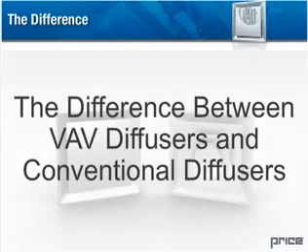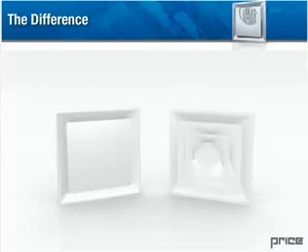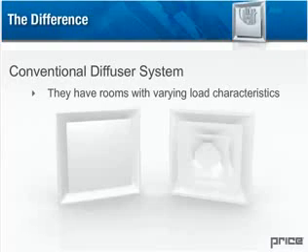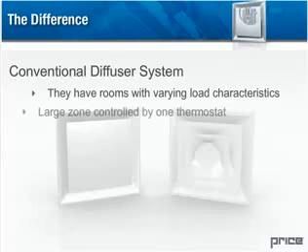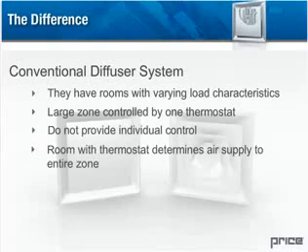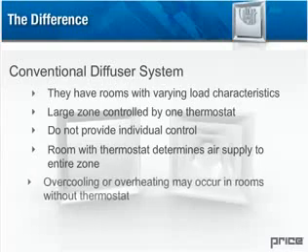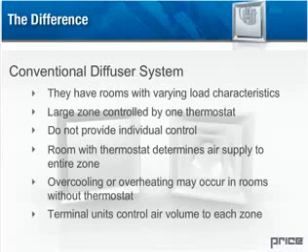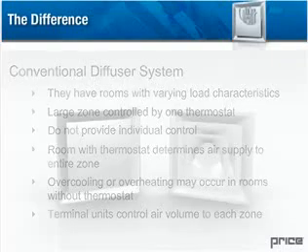The difference between VAV diffusers and conventional diffusers. Here are some characteristics of conventional diffuser system layouts. They have rooms with varying load characteristics, large zone controlled by one thermostat, do not provide individual control. Room with thermostat determines air supply to entire zone. Overcooling or overheating may occur in rooms without thermostat. Terminal units control air volume to each zone.